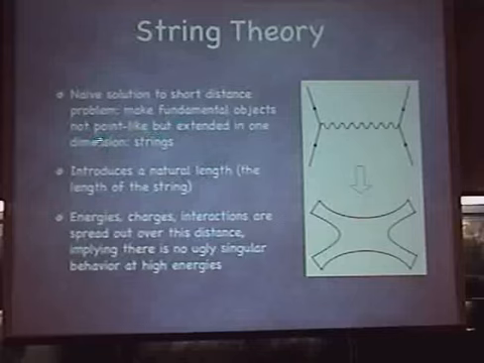So you make the objects little one-dimensional strings instead, and what this does is it introduces a natural length into the problem, and that length is the length of the string itself. So we take an interaction between a couple of electrons where they exchange a photon, and what we really replace it with is we have a string coming in and a string going out, and a string coming in and a string going out, and it's just this blobby, spread out interaction.